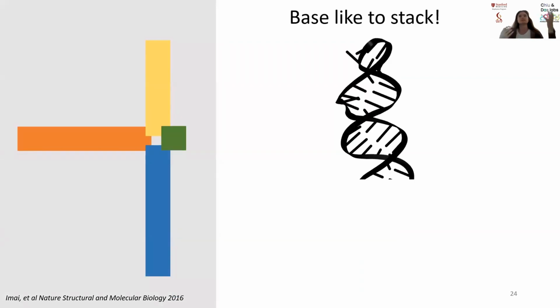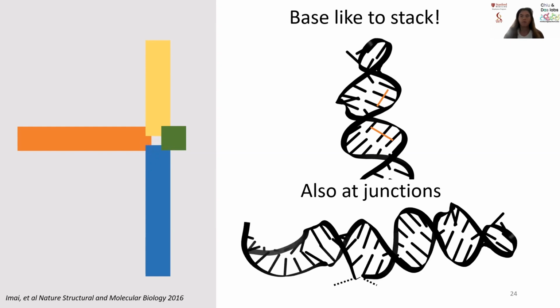And the first major energetic quality we have to think about is base stacking. So we know in stacks, bases like to stack. For example, here we have base stacking, and that makes up our helix. Well, this is also true at junctions. So we see here we have three big helices all coming together. Well, they like to stack between helices as well.